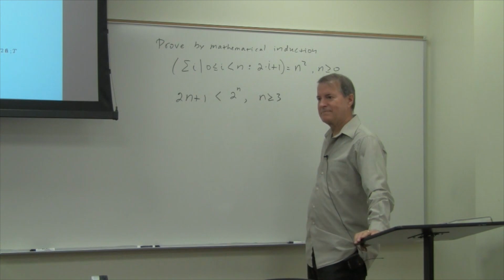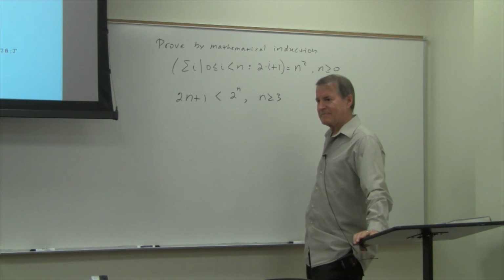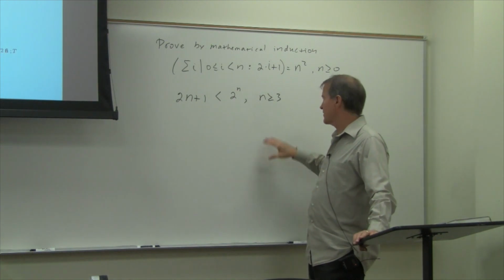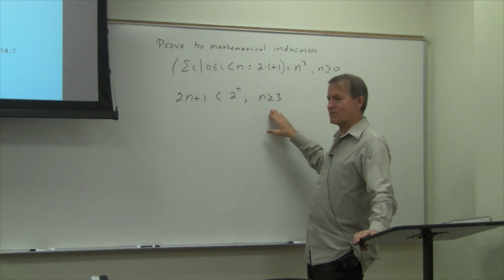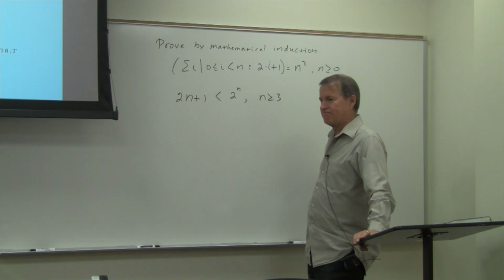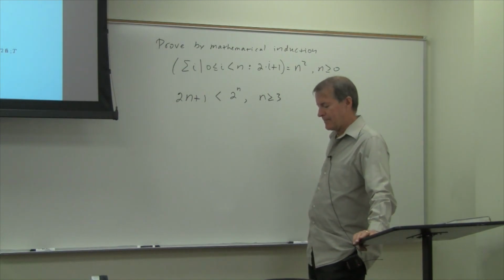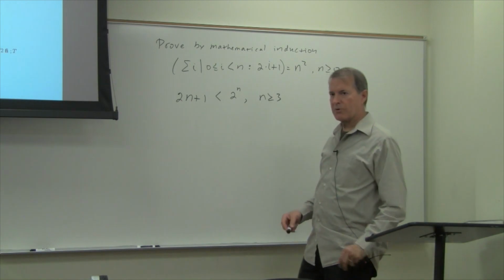Question: when it's n greater than 3, for example, is the base case 2? No, if it's n greater than 3, the base case is 4. If it's n greater than or equal to 3, the base case is 3. So it's whatever the closest integer is that satisfies it. Now this is a little tricky when you get to the inductive step. Shall we work through this one?